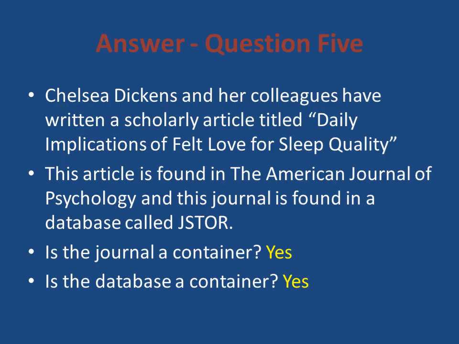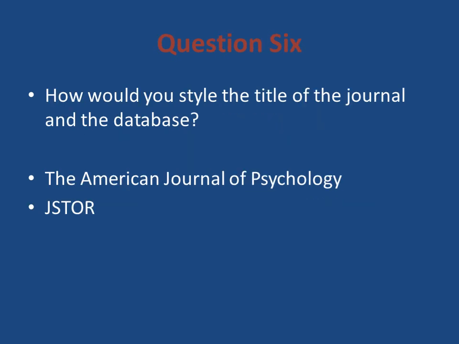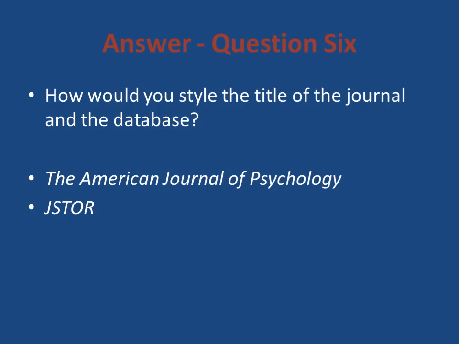The journal contains many short form articles. That's why it's a container. The database contains many journals, so both of them are containers. So how would you style both of them? The title of the journal and the title of the database. You italicize both of them because containers are italicized.